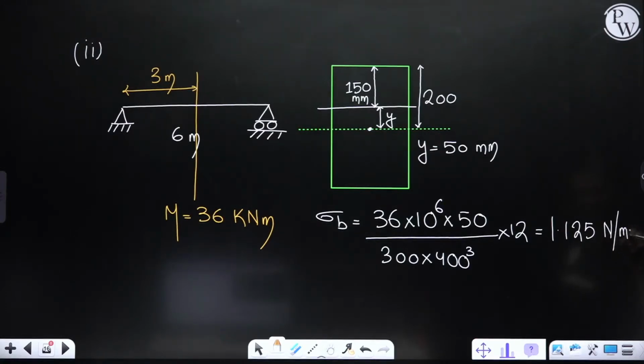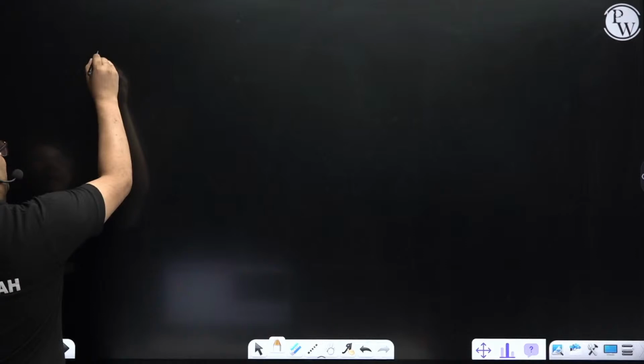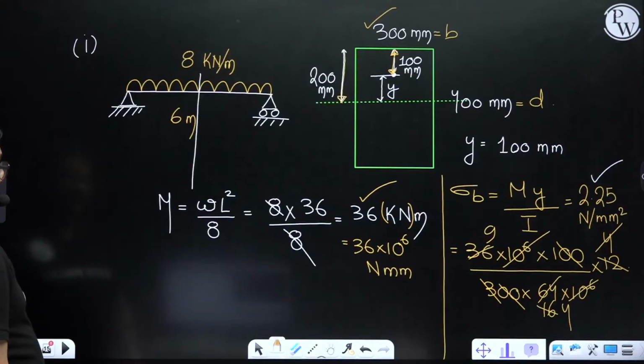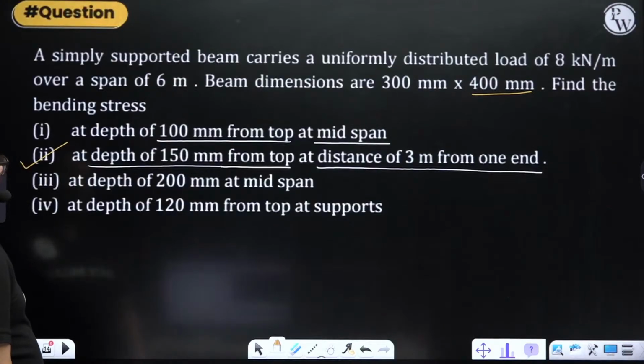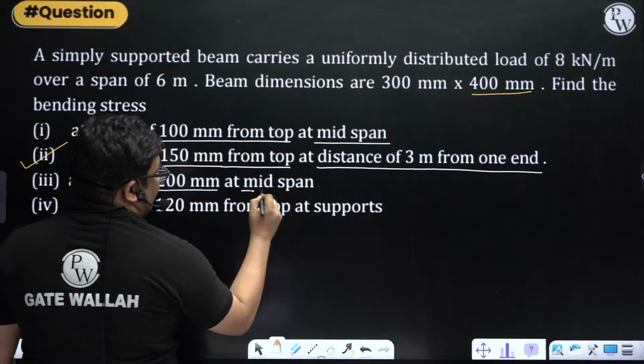You're getting this as 1.125 Newton per mm square. Very easy question. Next question, third question. Third part actually. What is the third part given? The third part is depth of 200 mm at the midspan.